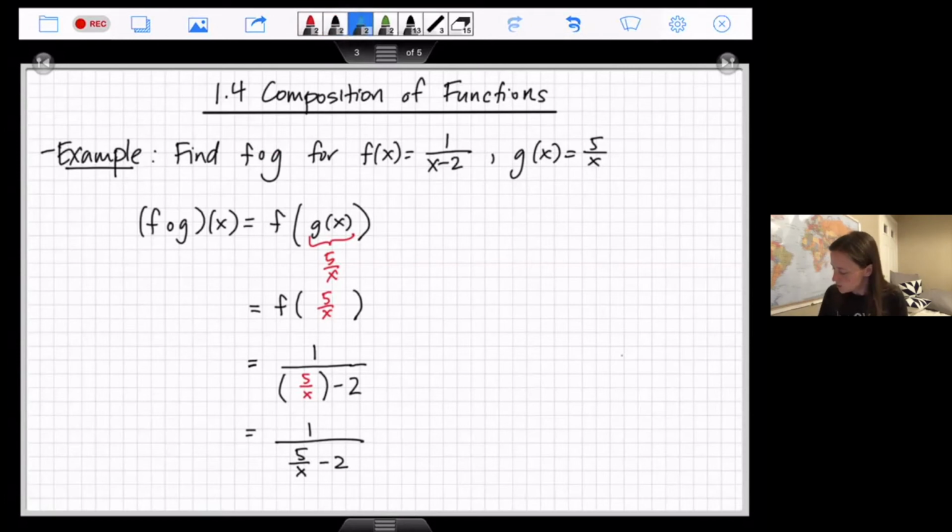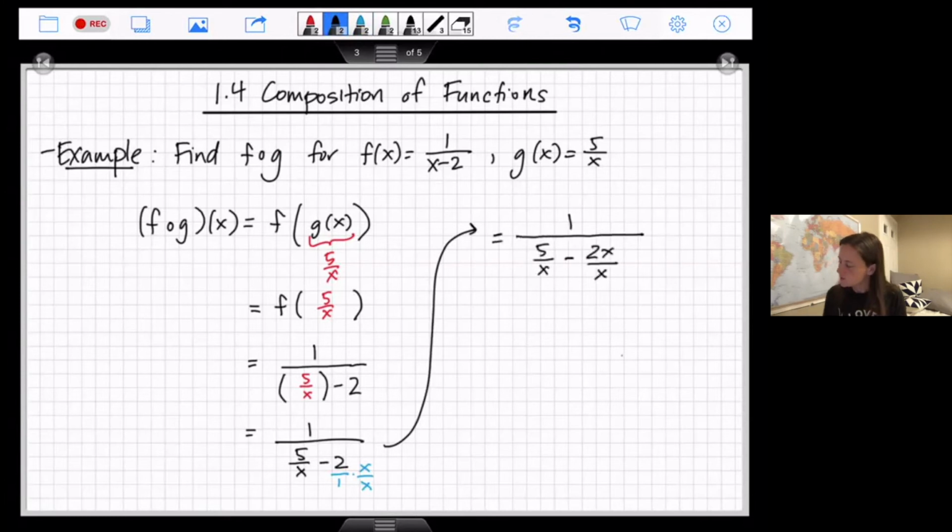So right now the 2 is really 2 over 1. So I'm going to multiply that by x over x, and that's going to give me a common denominator down there on the bottom. So up top I have 1 big fraction bar, 5 over x minus 2x over x. And that allows me to do some fraction subtraction. So I get 5 minus 2x and then x.